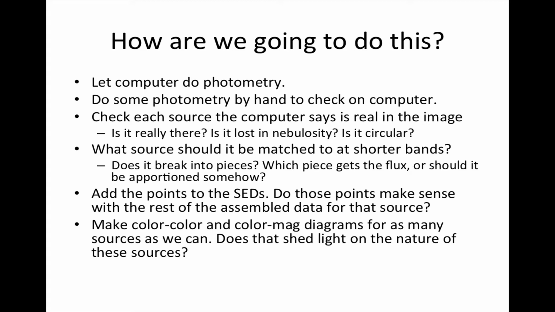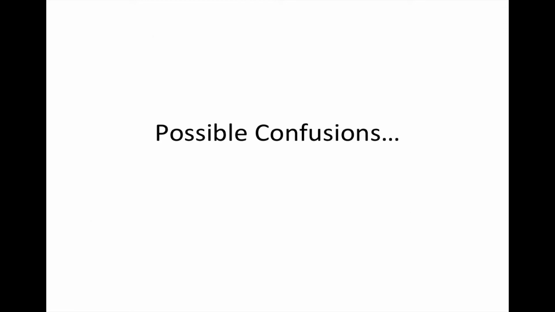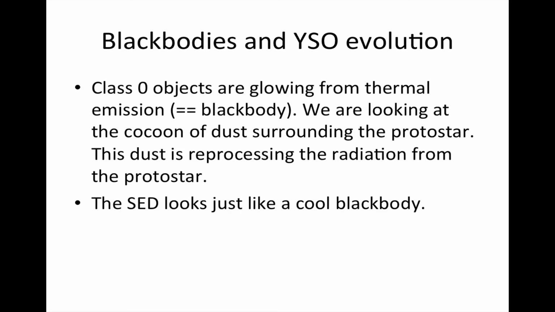We're going to have to check each source by eye to make sure that we believe that it's a real source. And we're going to spend some time trying to figure out what source all of these Herschel sources should be matched to at the shorter bands. And we're going to assemble the SEDs with all the data that exist that we can assemble. And then we're going to make color and color-magnitude diagrams to try to figure out if we can learn anything about what these sources are. So, possible misconceptions or confusions you might have.